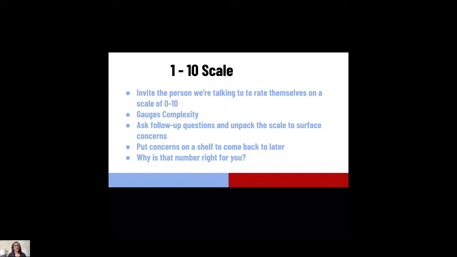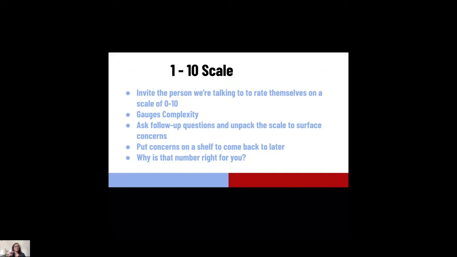And you can ask, why is that the right number for you? Why are you not a 10 on the scale? Why are you not an 8 on the scale? This 1 to 10 scale actually gauges complexity. It allows you to ask follow-up questions where a yes no question would not allow. And then you could help unpack those concerns. But at that point, we put those concerns on a shelf to come back to later. We want to hold that. Right now, we're just trying to gauge where you are, how you feel about a particular topic, a particular candidate, a particular issue.